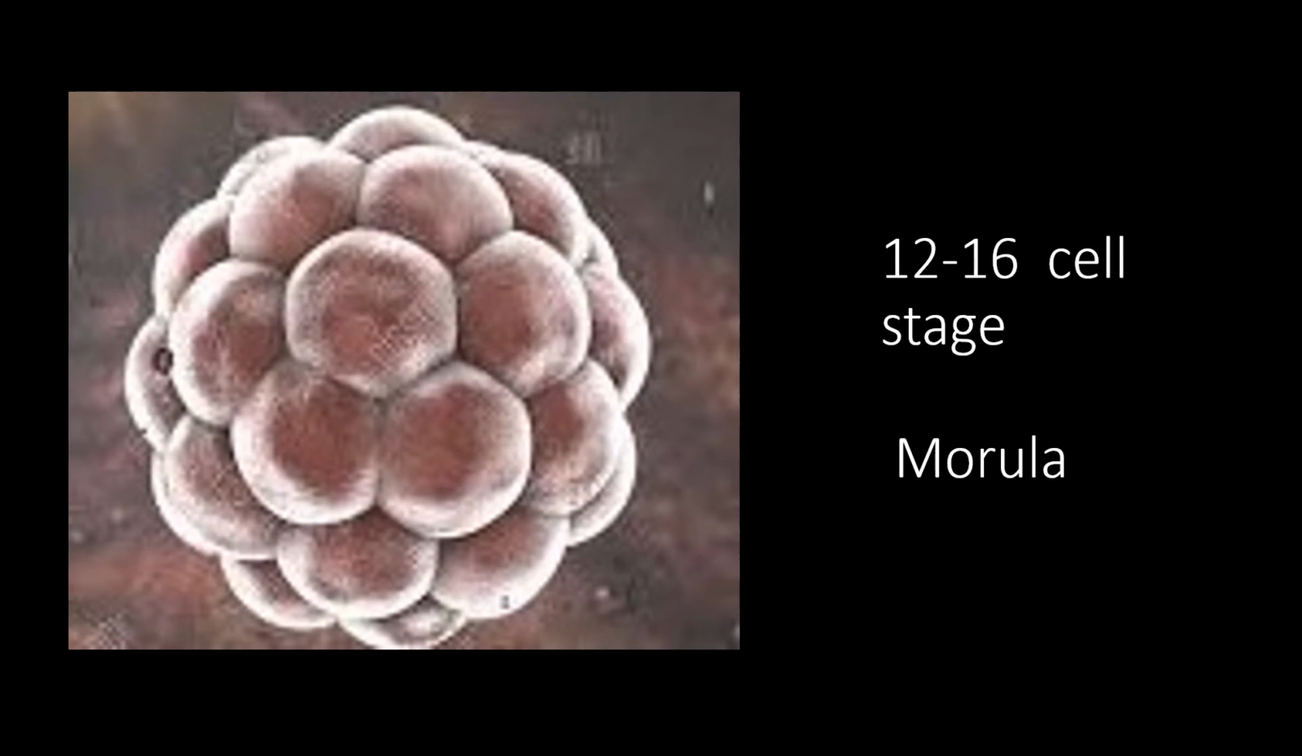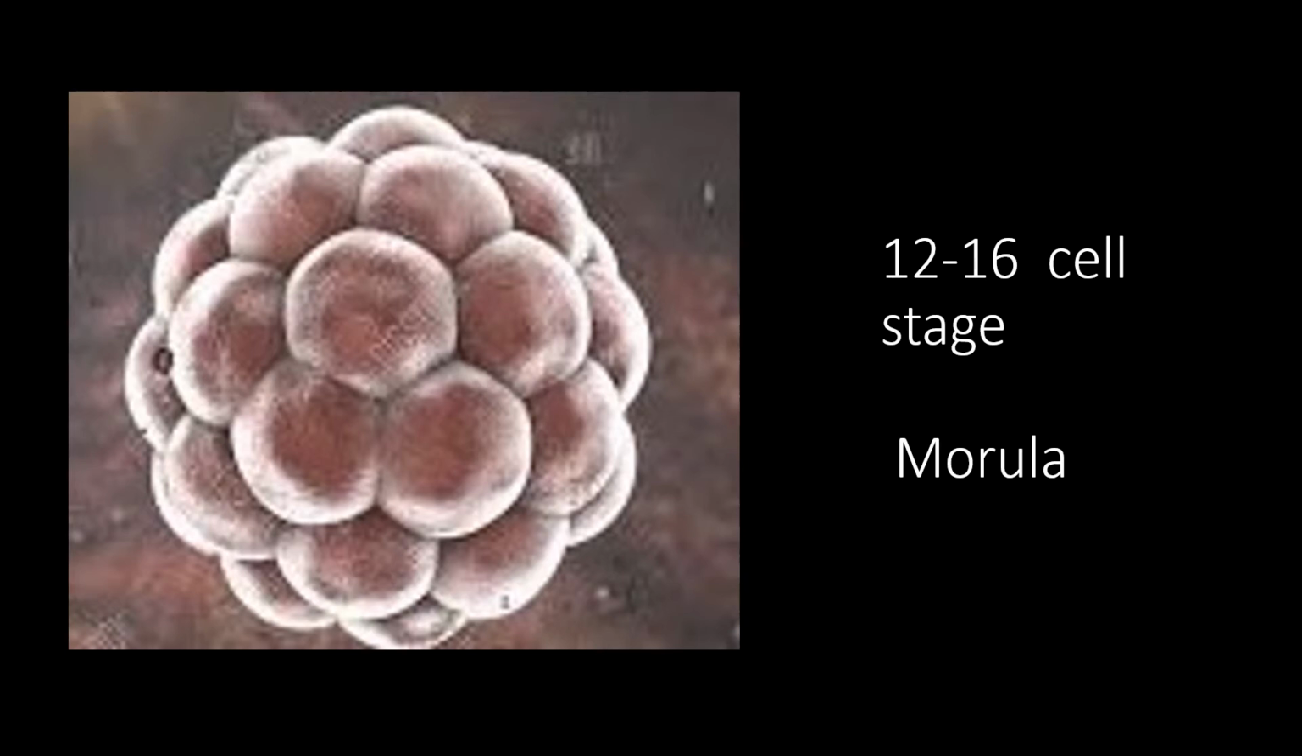This stage we call the morula. Why? Because at this stage the size and shape of the cells are similar in appearance. This stage occurs 3 days after fertilization. Here in this picture of the morula we can see the inner cell mass and outer cell mass like structure. This inner cell mass and outer cell mass appearance is seen in the morula.